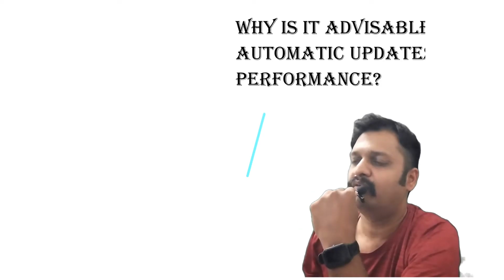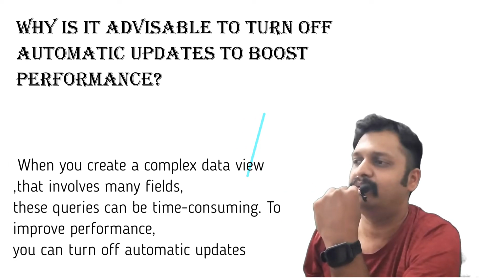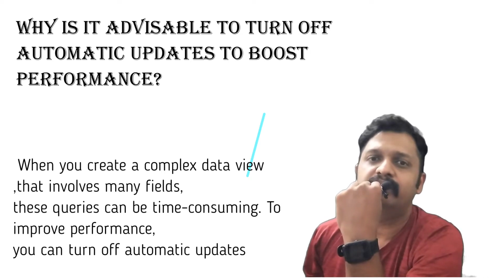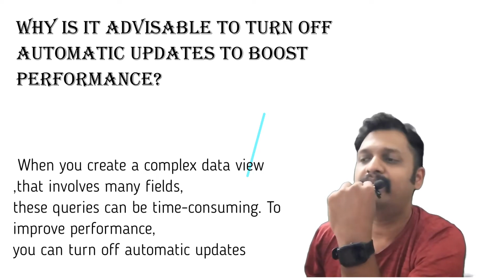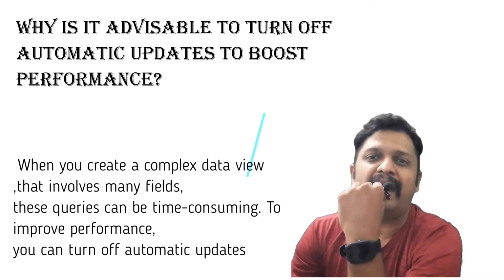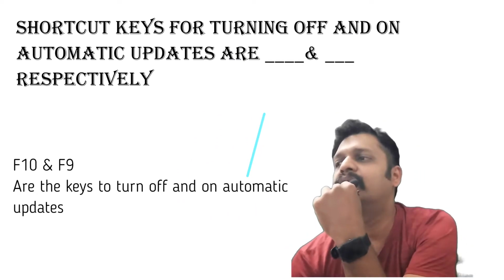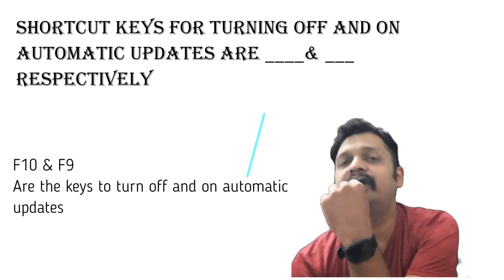Next question. Why is it advisable to turn off automatic updates to boost performance? When you place a field on a shelf, Tableau generates the resulting view. This view is generated by querying the data source. When you create a complex data view that involves many fields, these queries can be time consuming. To improve performance, you can turn off automatic updates while composing a view and then query the data source when you are done. Next question. Shortcut keys for turning off and on automatic updates are F10 and F9.